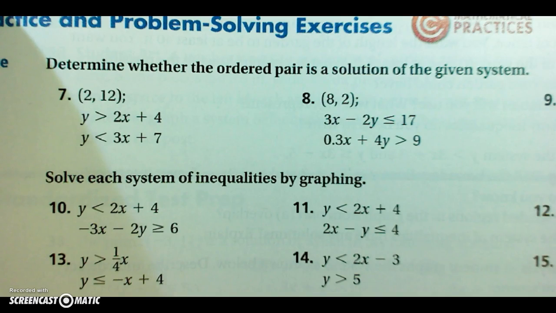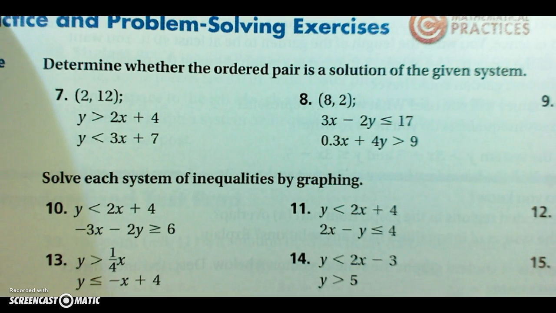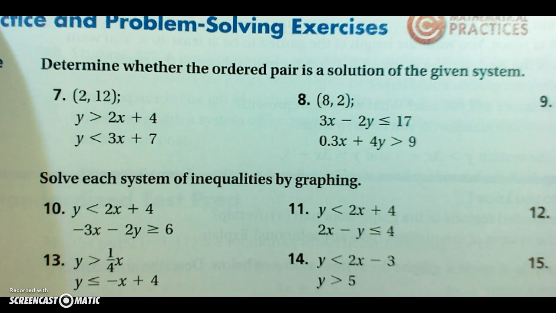Your homework number 7, determine whether the ordered pair is a solution to the given system. Just like yesterday. Take your ordered pair, put it in. It needs to work for both equations. Yes, it does work, or no, it doesn't work. Number 10, solve each system of inequality by graphing. So here you're going to graph, so pay attention to the instructions. Graph these two and make sure you shade it. And you do want to have 2 different colors shading. Maybe a pencil and a pen, or crayons, colored pencils.